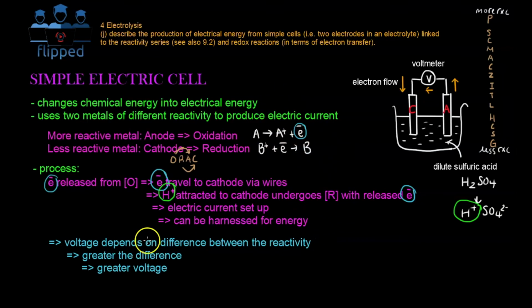The voltage, determined by the voltmeter here, depends on the difference between the reactivity. The greater the difference, the greater the voltage. What do I mean? Let me give you an example. If I were to choose two metals, let's say magnesium and zinc, there are two metals in their way. Aluminium and carbon, there are two things in their way. So this one maybe generates 5 volts.